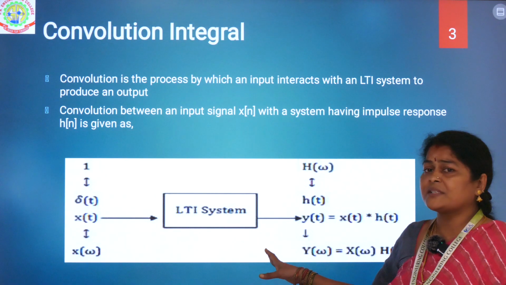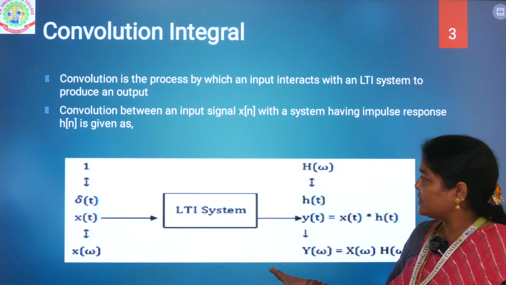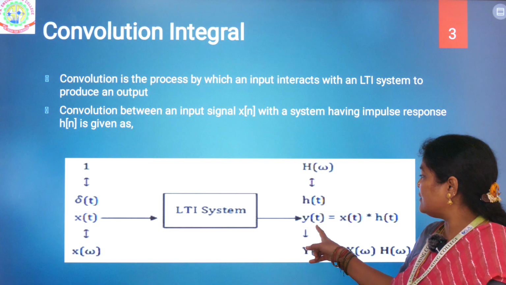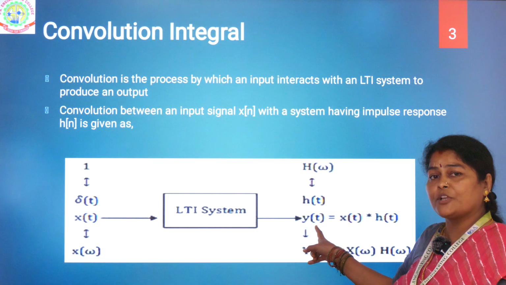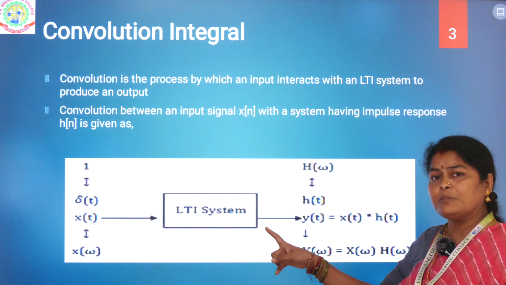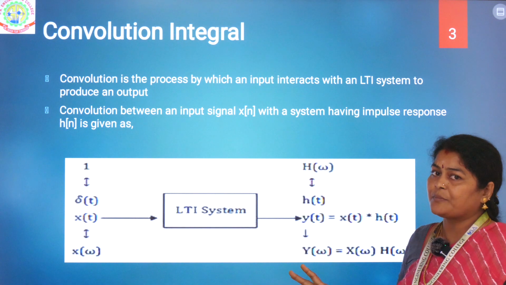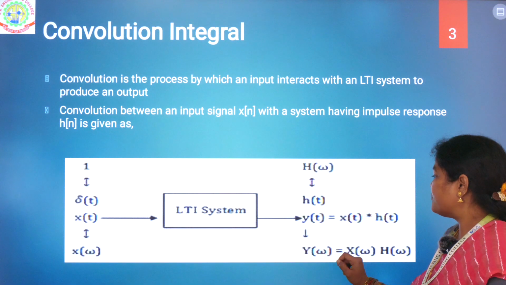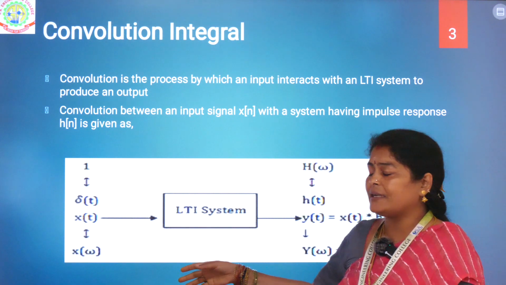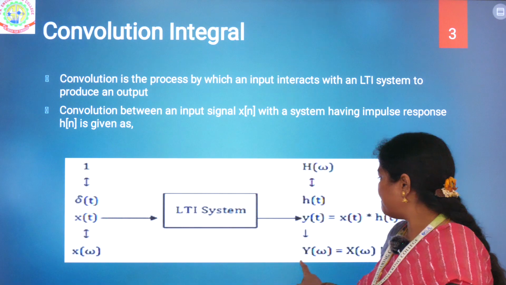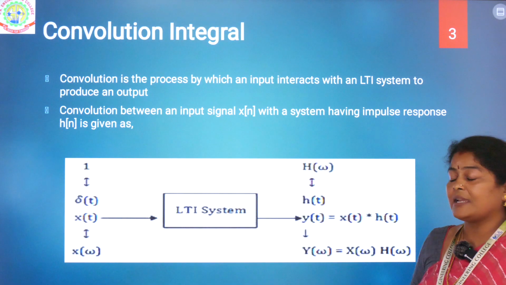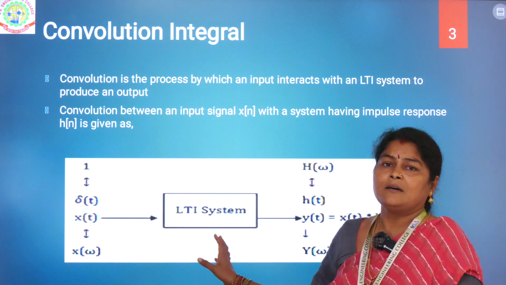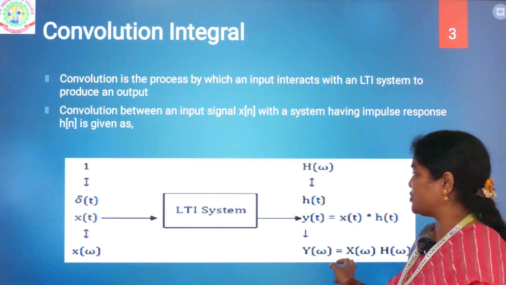Here is just the representation of the system. The input is x of t, we have an LTI system, and then we get the output y of t, which is the convolution of the input and your LTI system response, which we call x of t convolution h of t. In the frequency domain it could be represented as Y of omega equal to X of omega into H of omega. It is just the representation of a system which performs convolution.